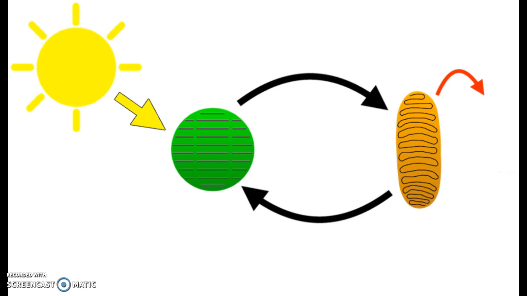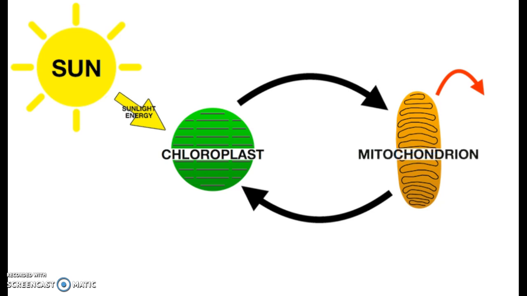Towards the top left, as we were talking about, it is known as the sun. The sun gives out sunlight energy, which is represented by the arrow, and it gives sunlight energy to the chloroplast. And then the orange thing is called a mitochondrion, which releases ATP energy.